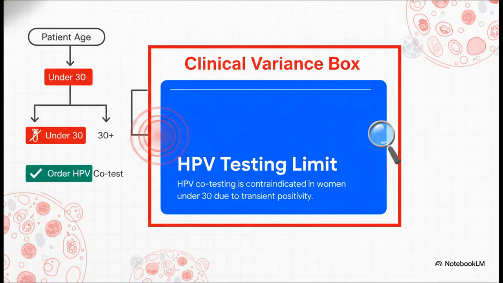And that brings us to a massive red flag variance trap for cervical screening. You never, ever order HPV co-testing in a patient under 30. Why? Well, transient HPV positivity is just incredibly common in that specific demographic. If you prematurely order that test, you're almost guaranteeing a false alarm, which sends the patient spiraling down a cascade of unnecessary, invasive colposcopies. In this case, the algorithm is literally protecting the patient from the test itself.